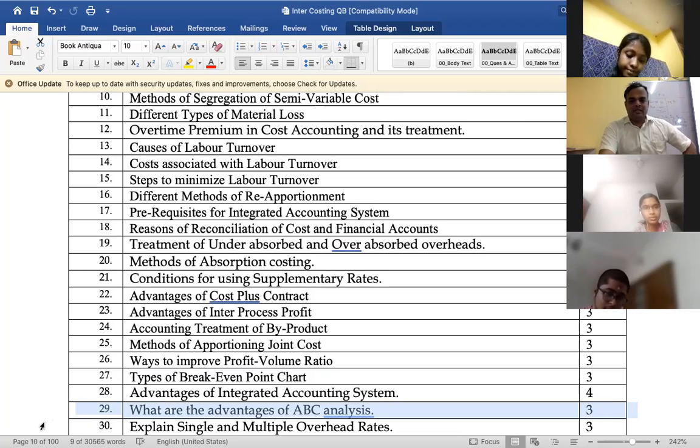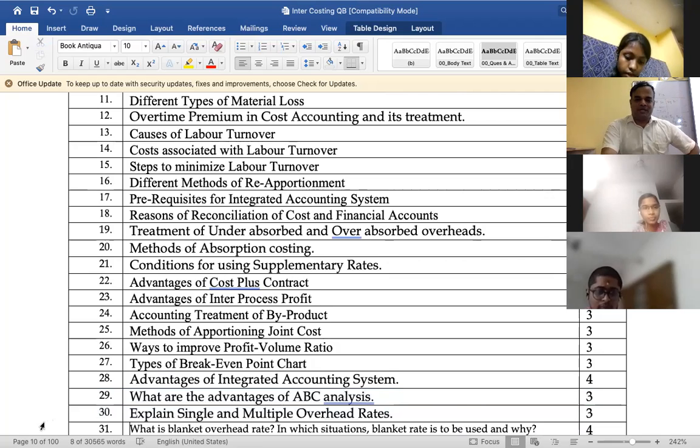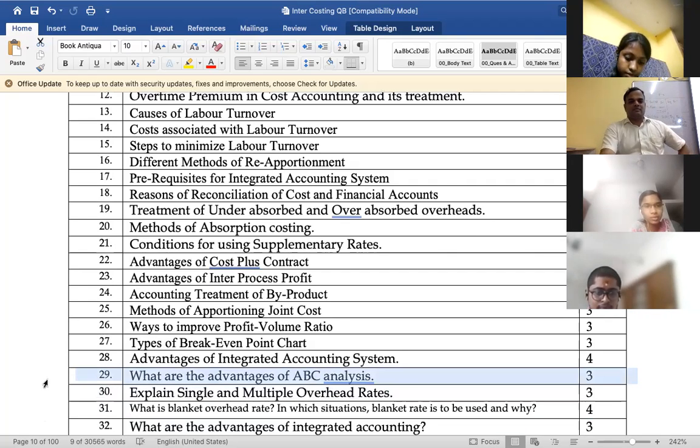Explain single and multiple overhead rate.